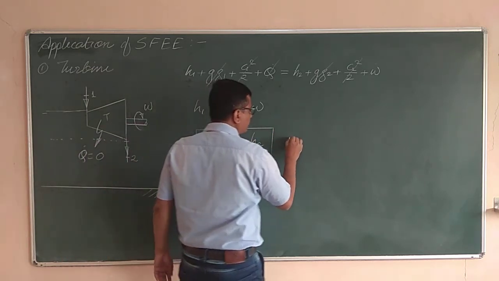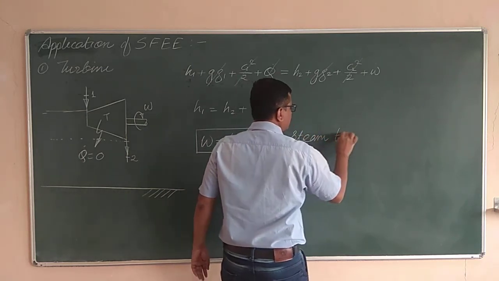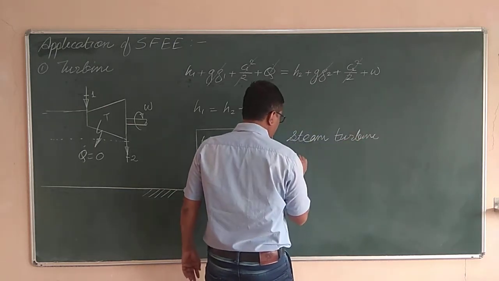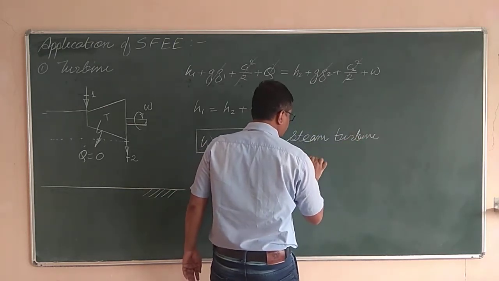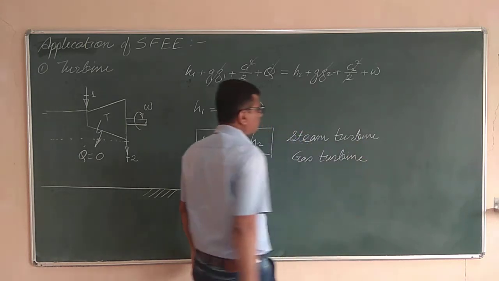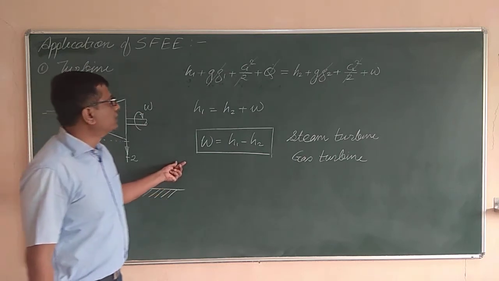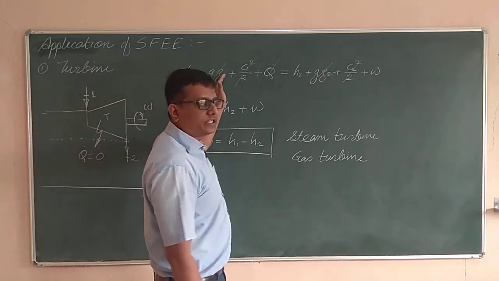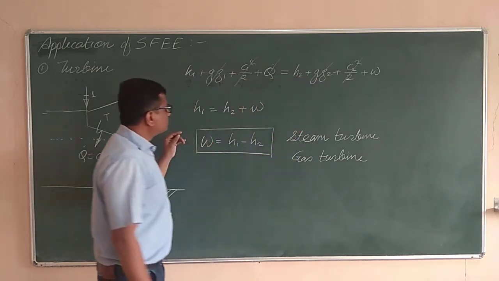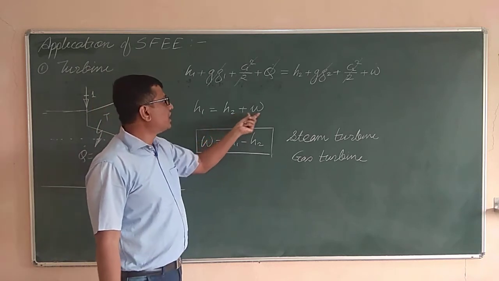This may be the steam turbine, and this is also for the gas turbine. So for both the turbines, this equation is applicable, and this equation will clearly tell you that the rest of the terms, that is the potential head, kinetic head and the heat transfer, are negligible. The only dominant values are enthalpy at section 1, enthalpy at section 2, and the work output.